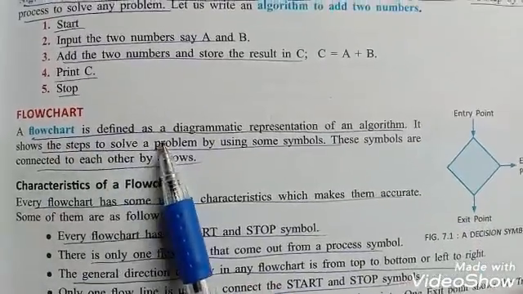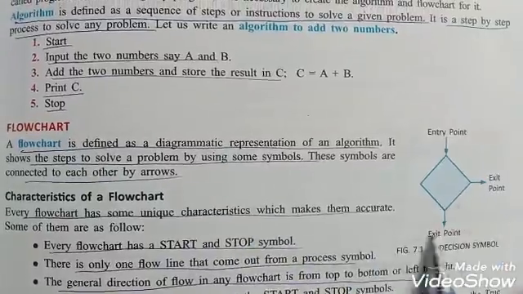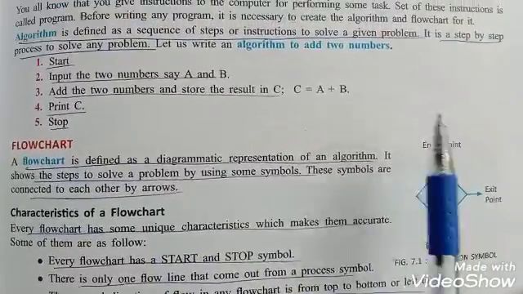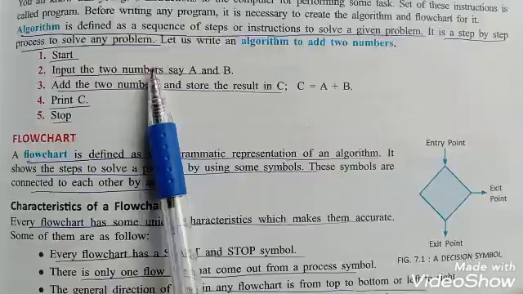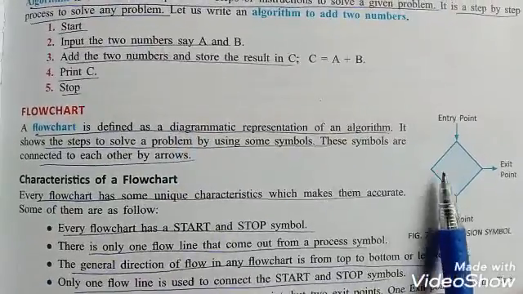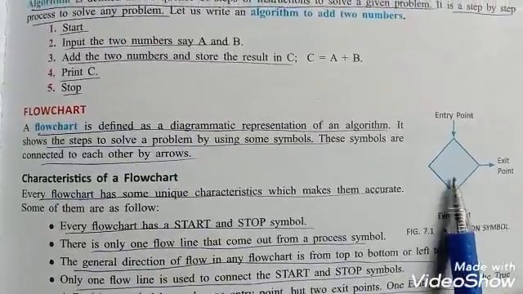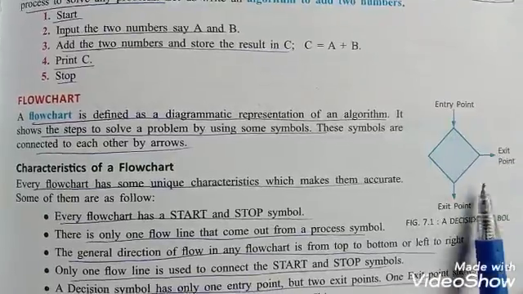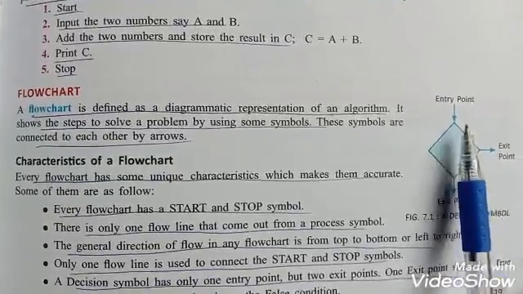Flowchart. A flowchart is defined as a diagrammatical representation of an algorithm, and these symbols are connected to each other by arrows.